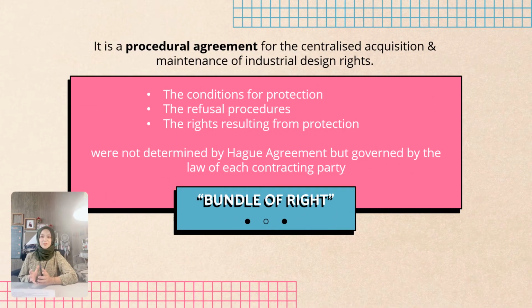It is a procedural agreement for the centralized acquisition and also maintenance of the industrial design right. So the condition of protection and also the refusal procedures and the right resulting from the protection are not determined by the Hague Agreement, but governed by the law of each contracting party, that we call the bundle of rights.